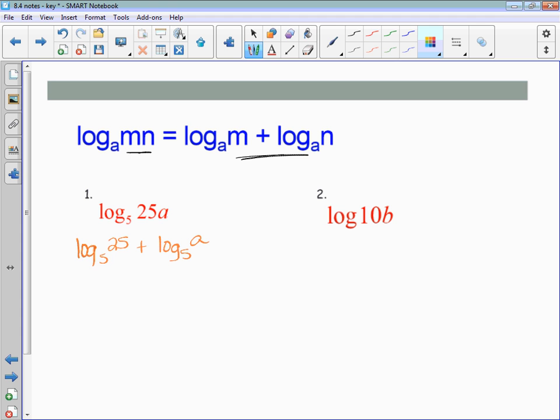And then could you simplify either of those logs? Yeah, what is log base 5 of 25? 2. That is your answer. So you guys try number 2.